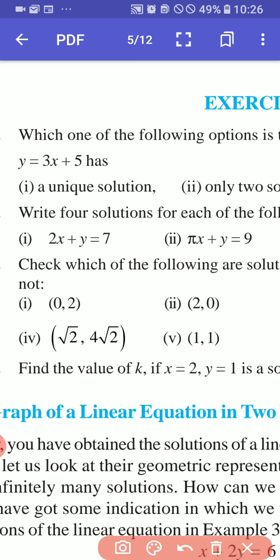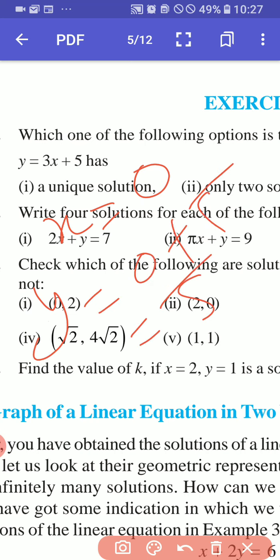Let us suppose if I put x equal to 0, I will get y equal to 0 plus 5 equal to 5. Similarly, if I put x equal to 2, 3, 4, 5, we will find the corresponding value of y, meaning I can find many solutions of this linear equation. So we can say any linear equation in one variable or two variables has many solutions.